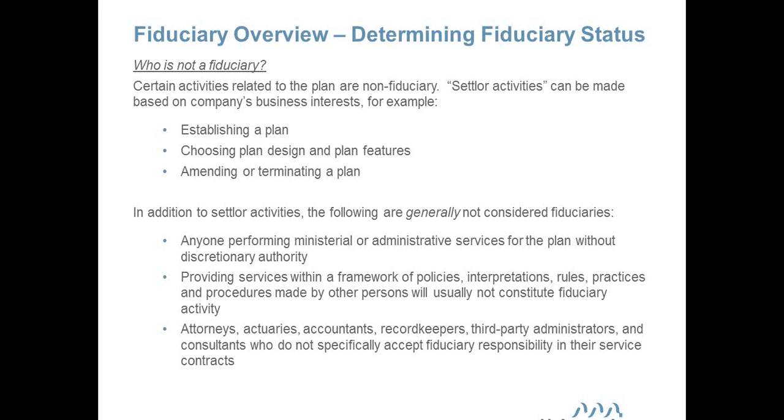But for example, record keepers often might accept a limited purpose fiduciary role under ERISA 316 to administer certain functions of the plan, like to process loans or hardships or QDROs. They might actually accept that fiduciary duty to make those decisions.